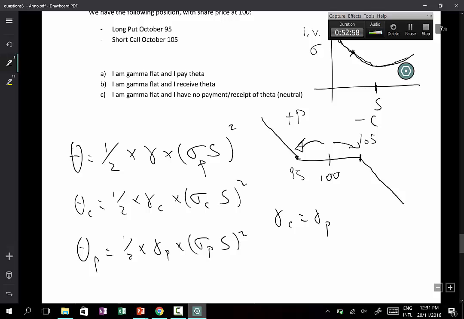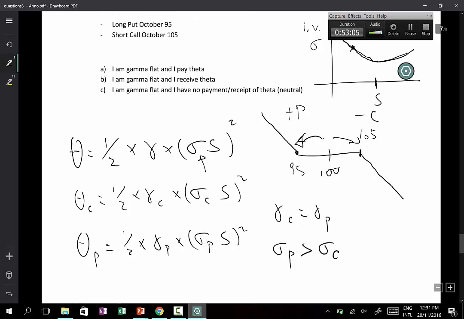The problem is the sigma for the put is likely to be noticeably higher than the sigma of the call. So as a result, the theta of the put is higher than the theta of the call. Now, you actually bought the put, so this one is going to decay faster. So as a result, you will be paying theta. Pay theta means, when time passes and nothing happens, you are not really too happy about that. Okay, and that is the case here.